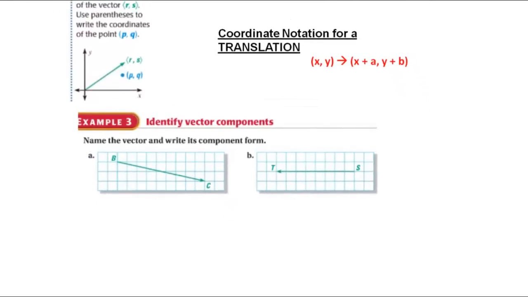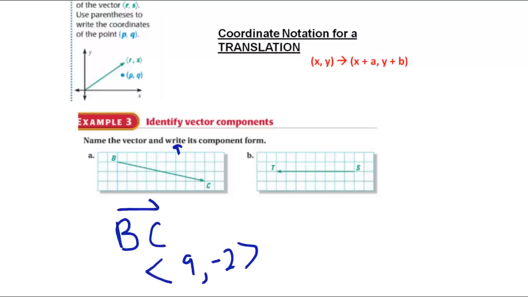Name the vector and write its component form. So I start with B, and I end at C, and I put the vector symbol above it. So there's my name. My component form, using these brackets right here, I went 1, 2, 3, 4, 5, 6, 7, 8, 9 to the right, and then I went down 2, so that would make it a -2. There's my component form. On this one right here, notice my arrow is at T, so that's my ending point. So when I name it, it's S going to T, using my vector symbol over it.